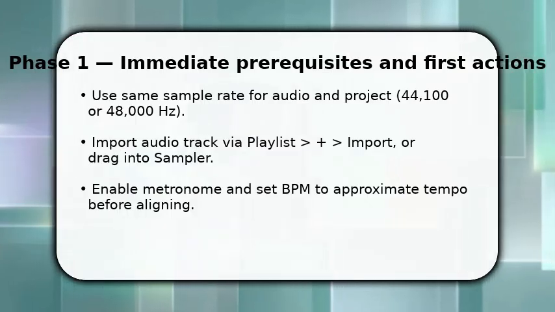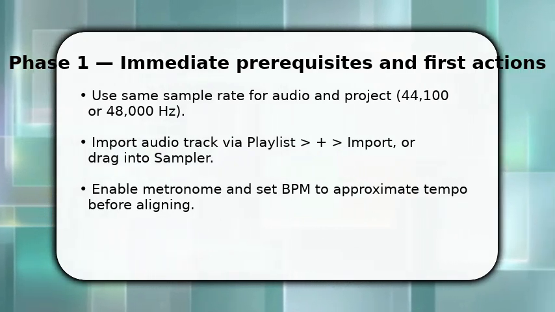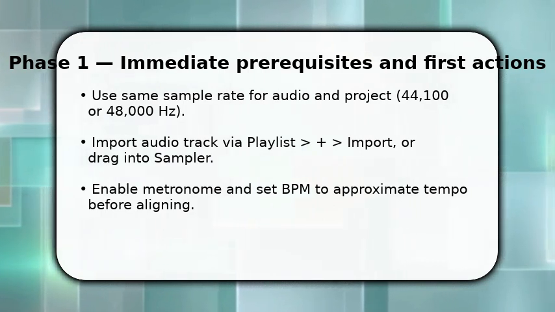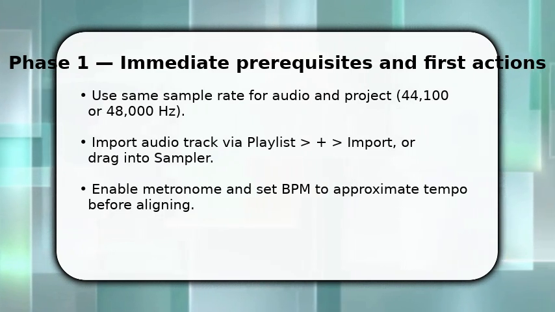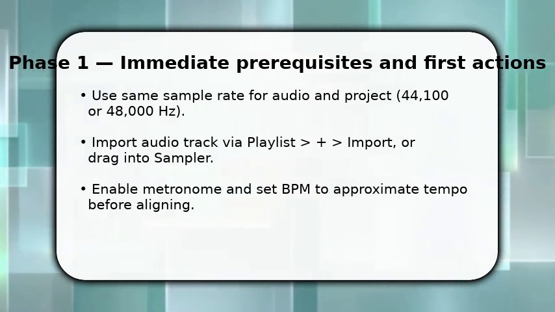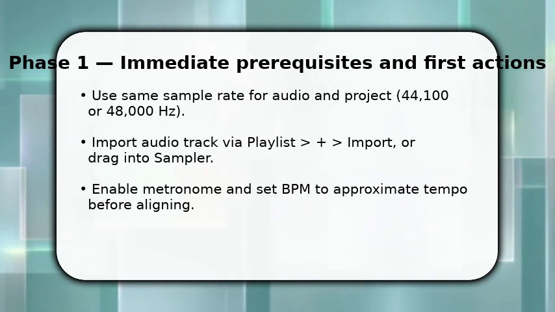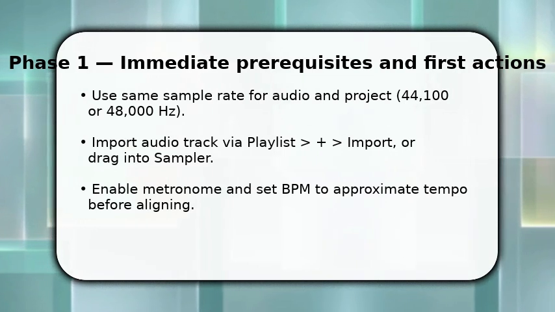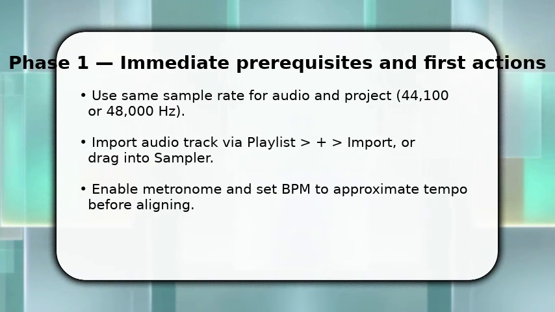You start by preparing assets and the project so syncing is possible. Import the audio into the playlist or a sampler track, then set the project's BPM close to the recording's tempo. This preserves timing. Once done, enable the metronome and loop a short reference section so you can hear downbeats. Make sure the audio clip's sample rate matches the project settings to avoid drift, and trim leading silence so the waveform aligns with the grid for the next step.